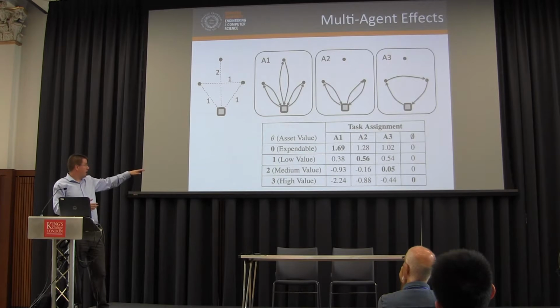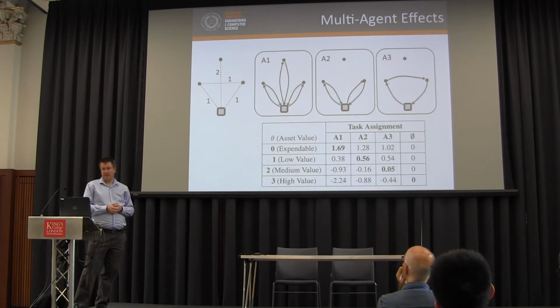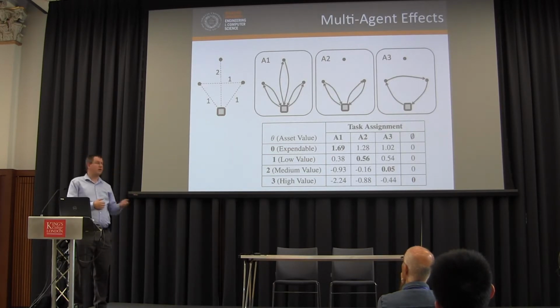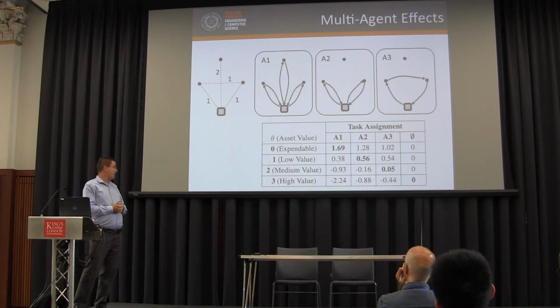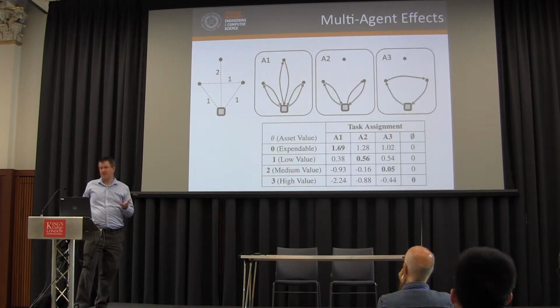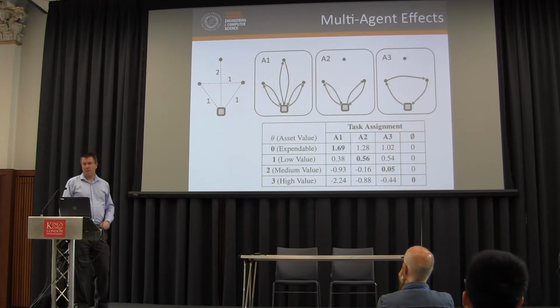And then as you get to the medium value, this policy becomes just to send out one of these agents to collect on 2 of these tasks to minimize the risk of what you're going to lose. And then finally, at 3, the high value, once again, your best bet is to send nothing anywhere and just wait.